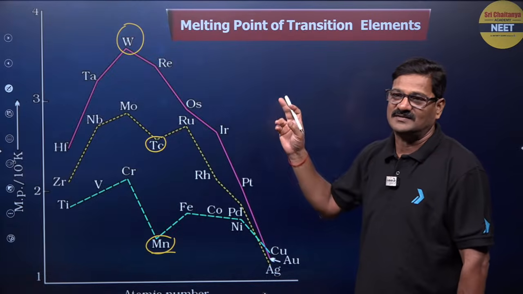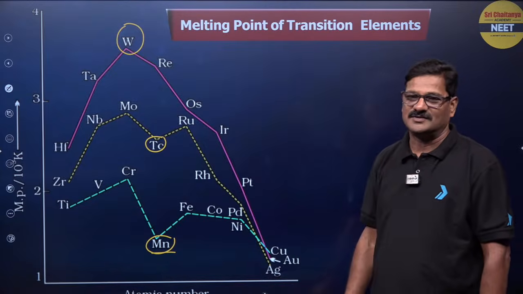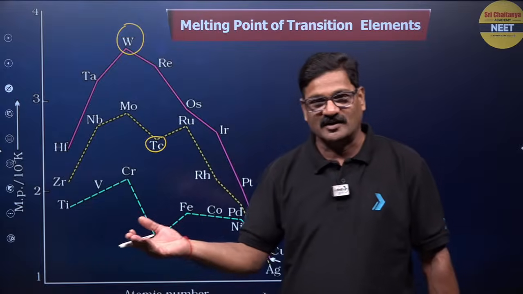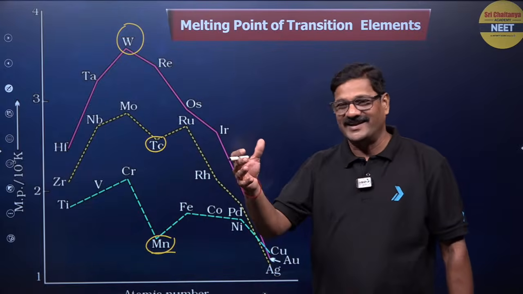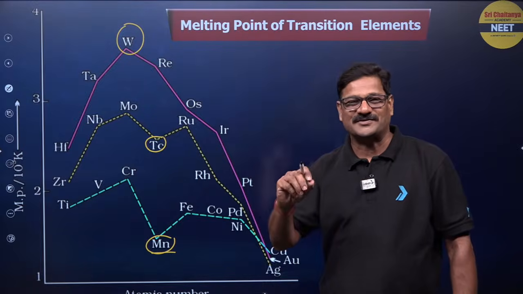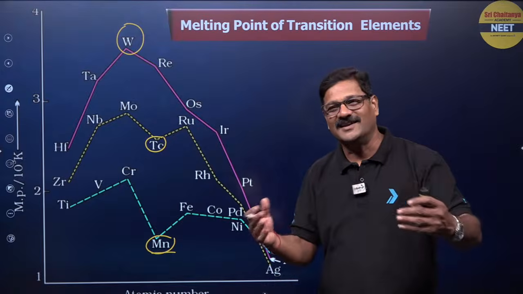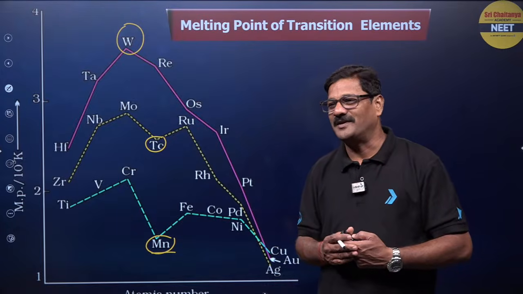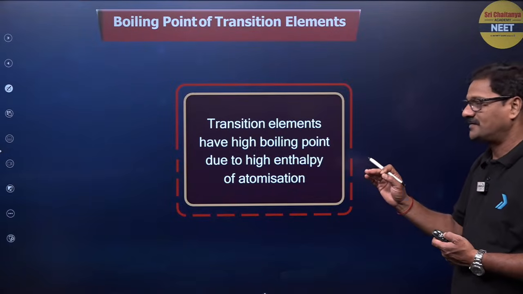That's the reason why tungsten is used in the filaments of electric bulbs. By the way, nobody is using electric bulbs nowadays, all LED are running. So LED headlights, LED lamps, LED tube lights and everything, I am here in front of LED lights only. Right, beta?